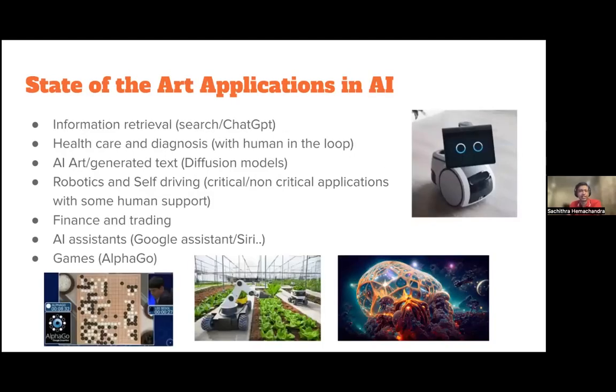But on the good side, there's a lot of state-of-the-art applications of AI in the current industry. So you can think of information retrieval, like Google search or ChatGPT. There's a lot of machine learning techniques applied to find the right answer or generate the right response. In healthcare and diagnosis, machine learning is making its way, doing better diagnosis, or at least providing the options that doctors can use to find the right diagnosis or medicine that they should be using.